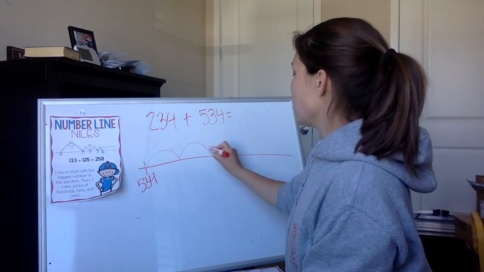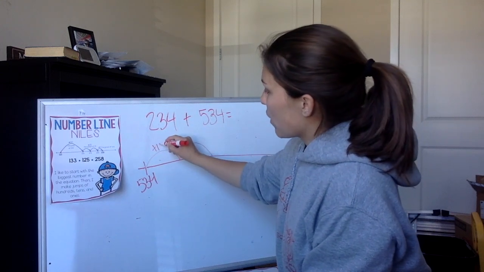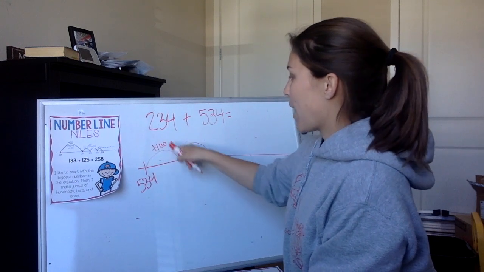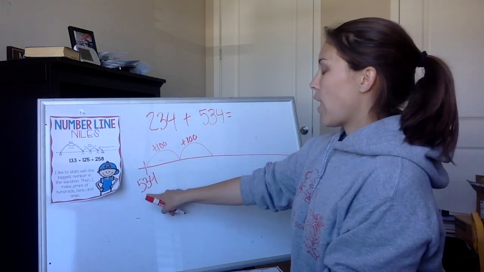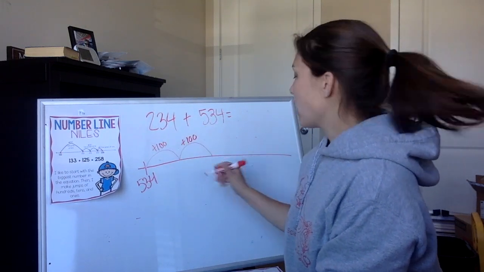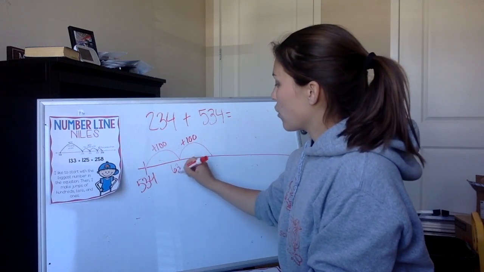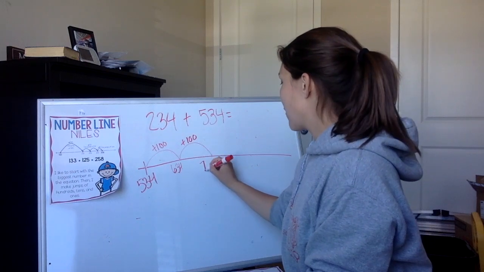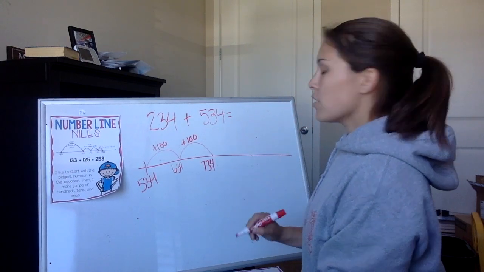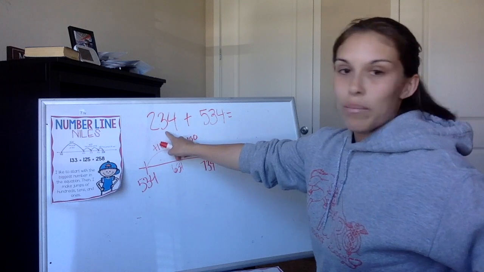So 1, 2. I'm always going to write on top what I'm doing so I know. So I'm adding 100. I'm adding another 100. So now 534 plus 100 is 634. 634 plus 100 is 734. So now that I've added the hundreds, I need to take a look at my tens.